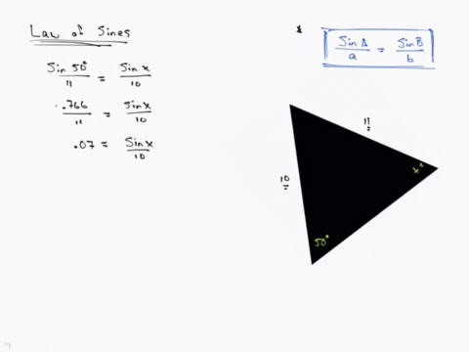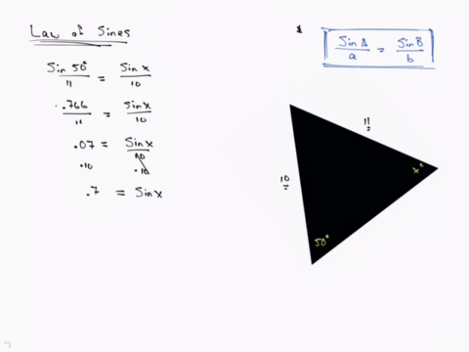I need to get the sine of x by itself. Right now it's being divided by 10, so what I would do is multiply both sides by 10. So times 10 here and times 10 here. This side cancels out and I'll be left with just sine of x. And that's going to be equal to 0.07 times 10, and that's going to end up being 0.7.